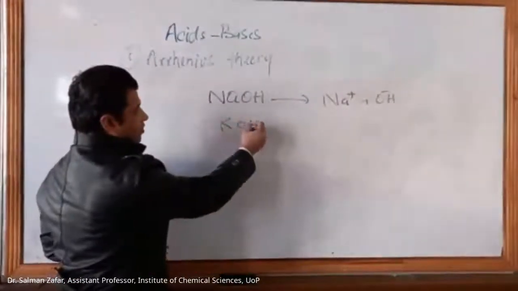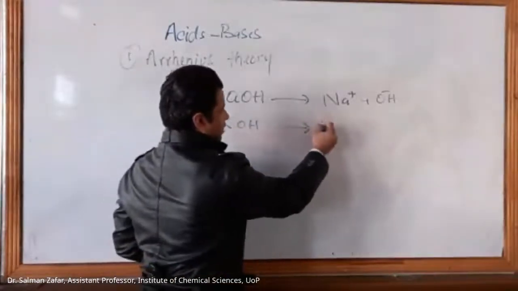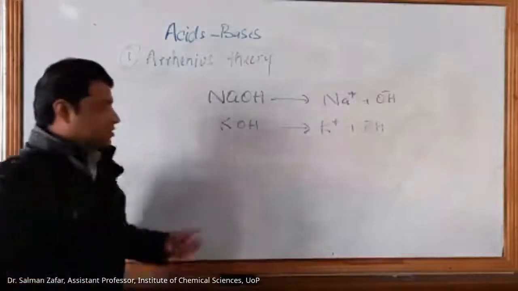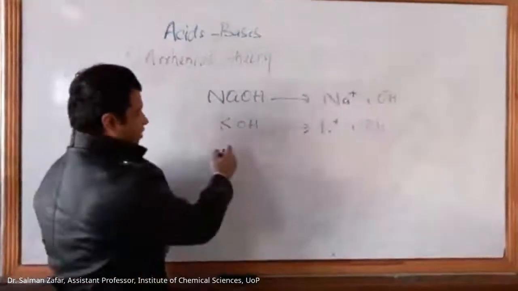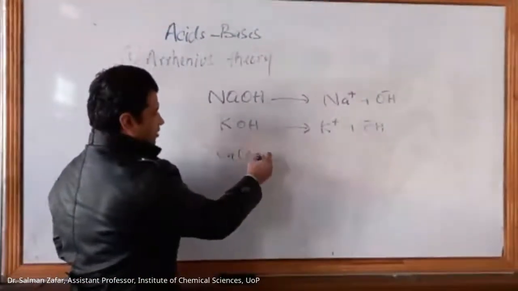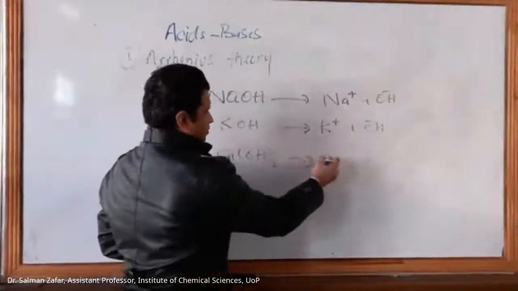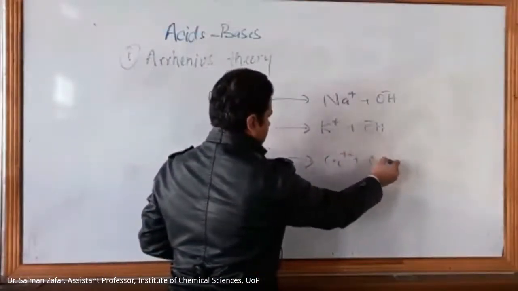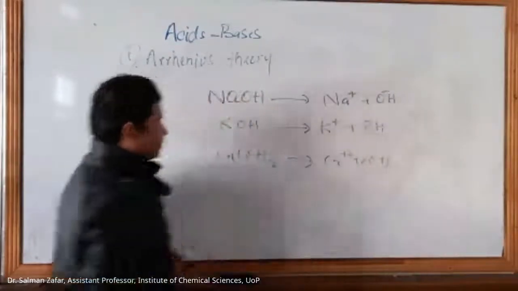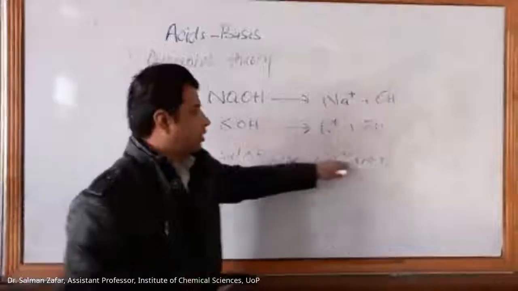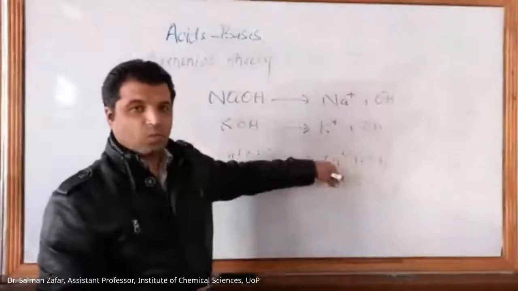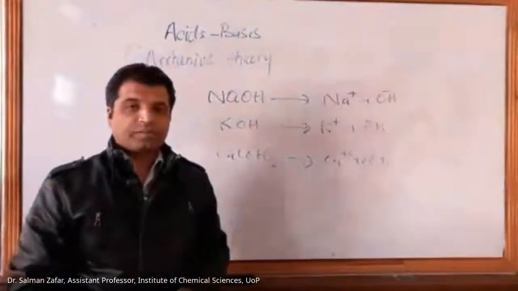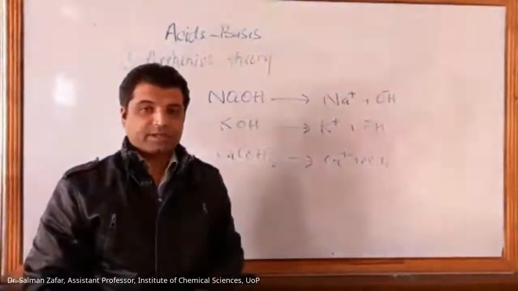We can have calcium hydroxide that produces calcium ions and hydroxyl ions, so this is a base. We can have calcium hydroxide which produces hydroxyl ions when it is dissociated in water. Right? So these are some of the examples of the bases according to Arrhenius concept.